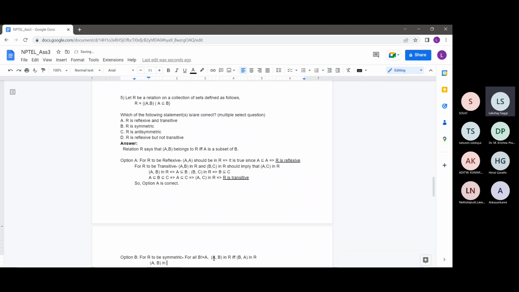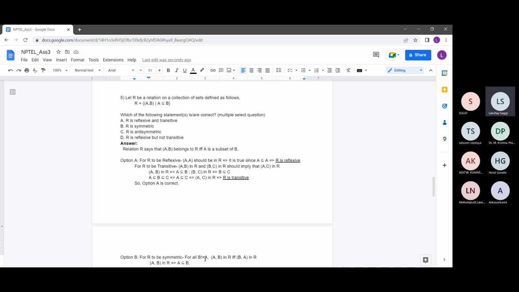(A, B) in R, and also B is not equal to A. I'll just get back to it later. So (A, B) in R implies that A is a subset of B, and since B is not equal to A, then this means that A is a proper subset of B, right, guys? And since B is not equal to A, then we can just say that, or maybe I can write it in a better form.